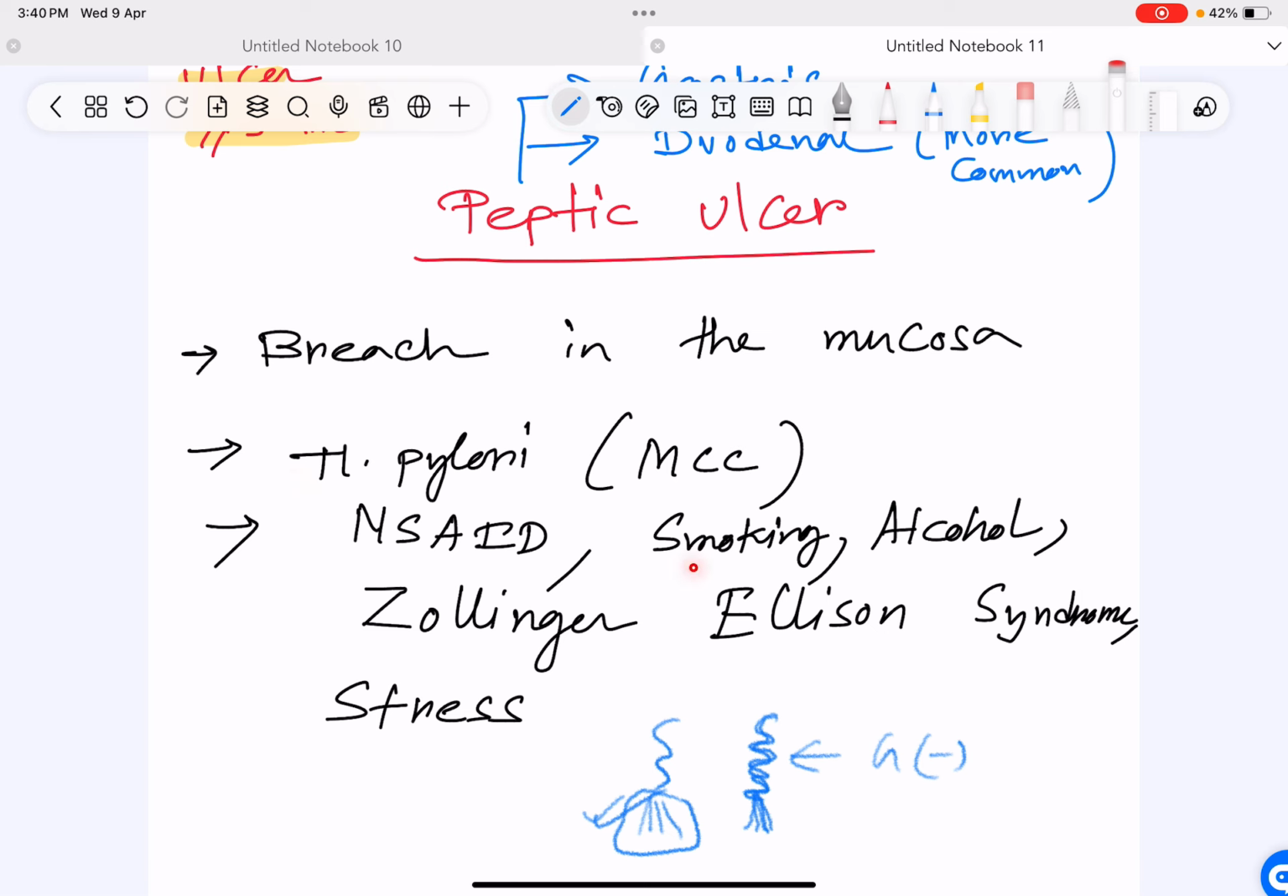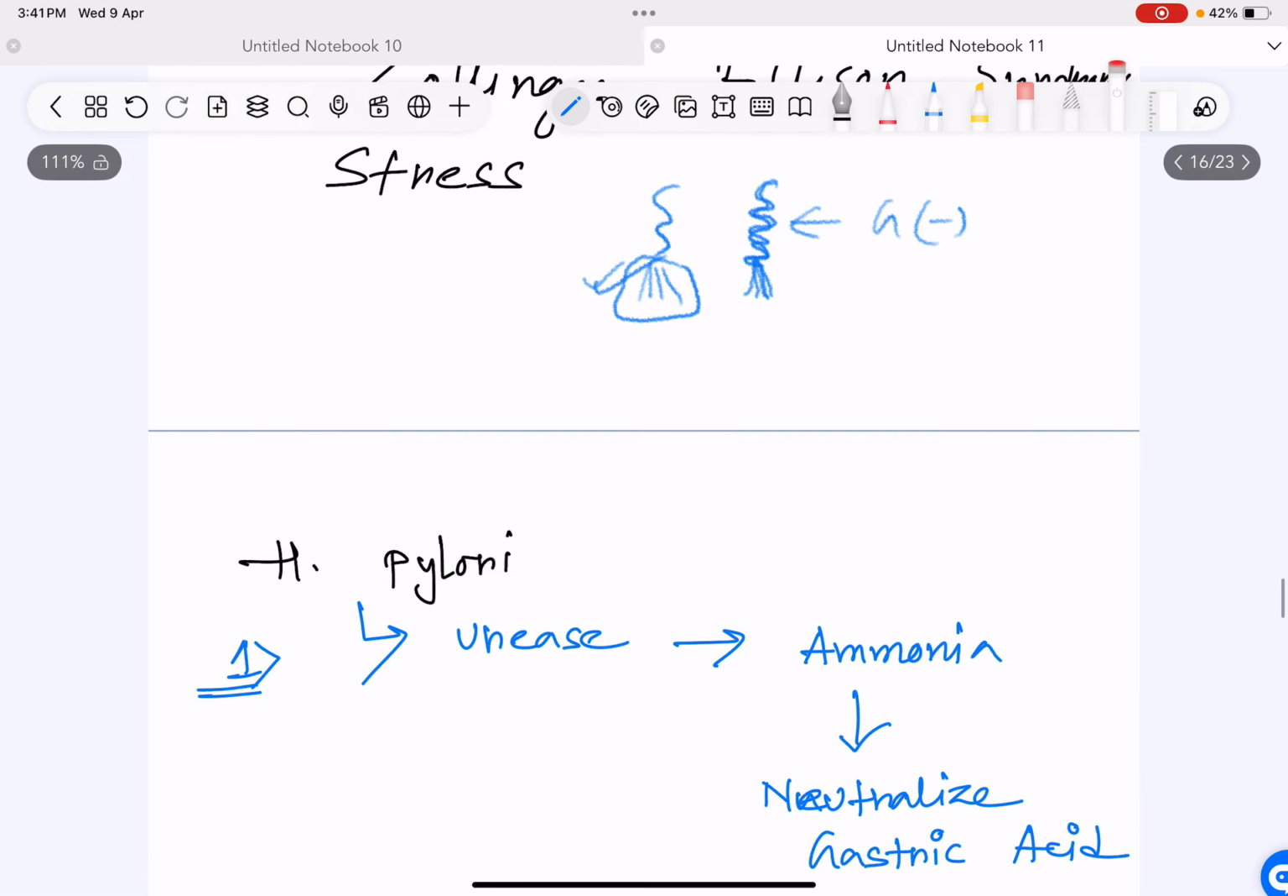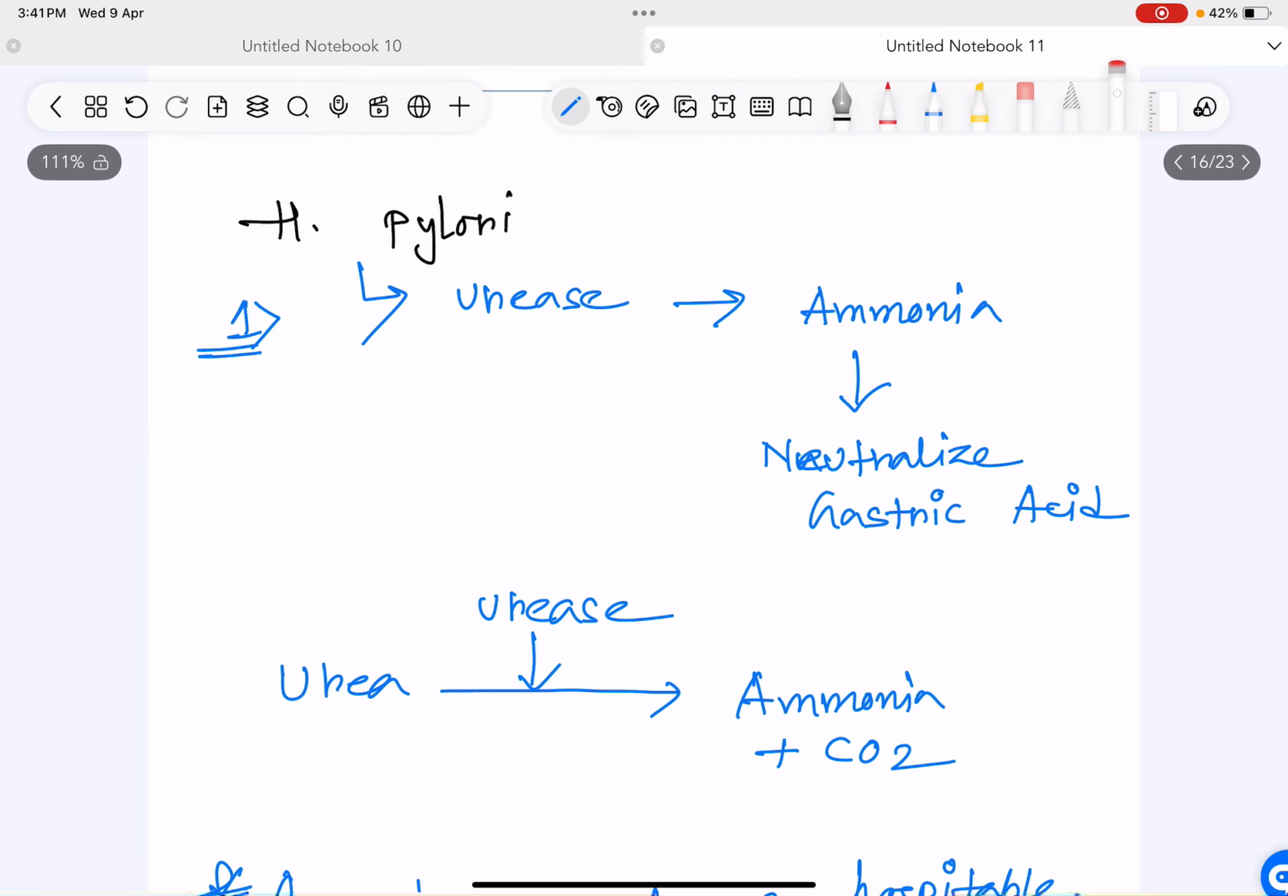NSAIDs, smoking, alcohol, Zollinger-Ellison syndrome, which is a gastrinoma condition where we have a tumor producing a lot of gastrin, and stress, both physiological stress and pathological stress. Now, H. pylori: how does it cause the ulcer?